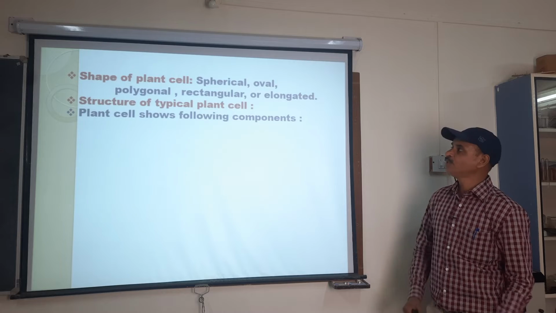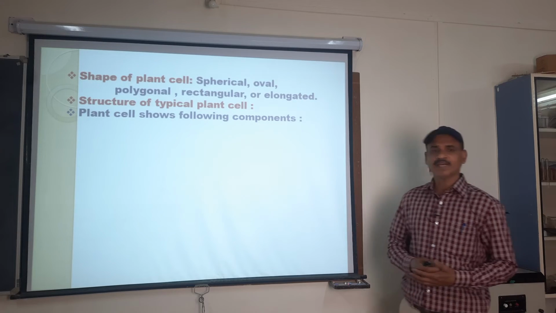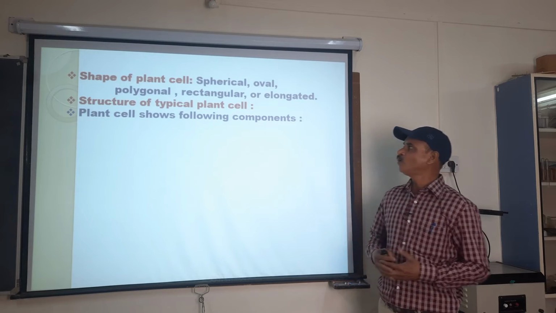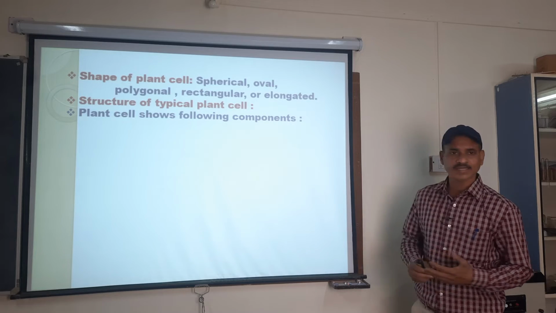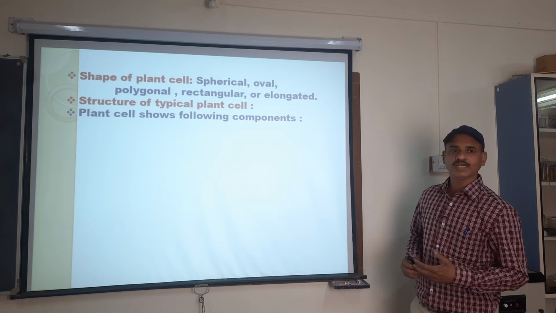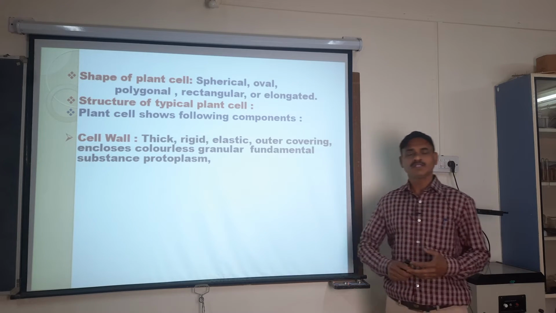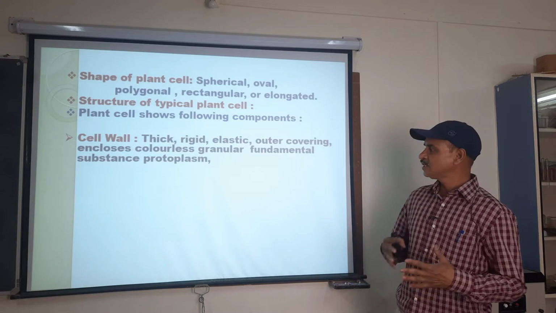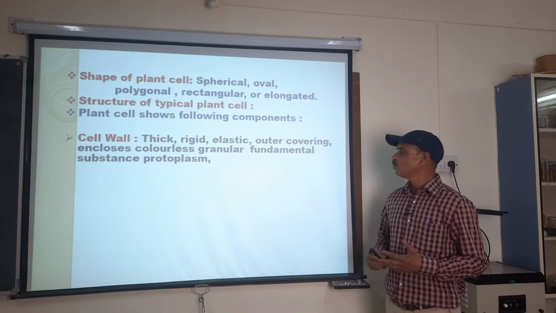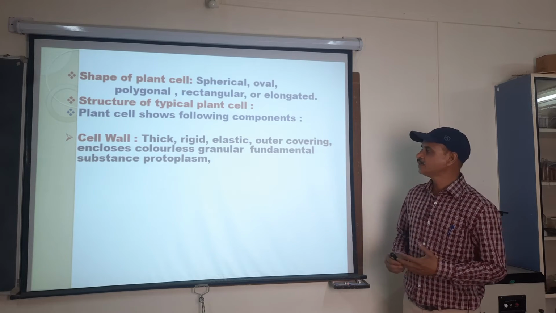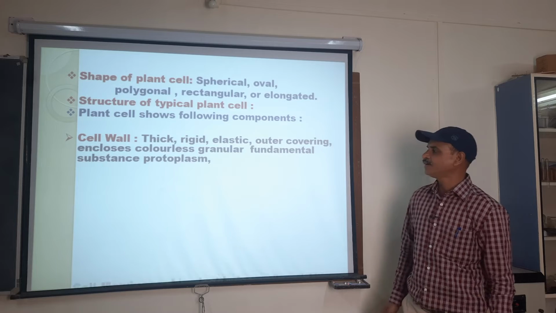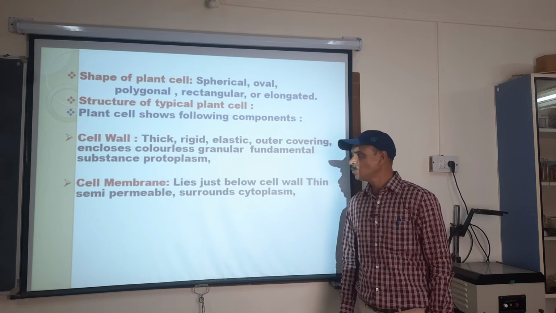Now the shape of the plant cell: different shapes are there, you may say spherical, oval, polygonal, rectangular or elongated cells. Then the structure of the typical plant cell shows the following components: the cell wall, as we observe in the image, which is a thick, rigid, elastic outermost covering. It encloses a colorless granular fundamental substance known as protoplasm.